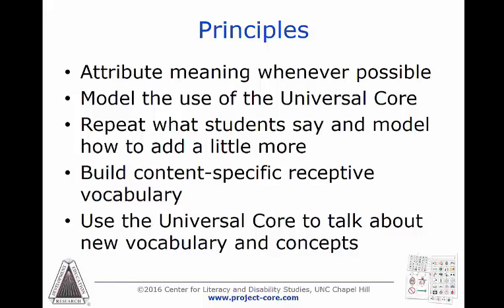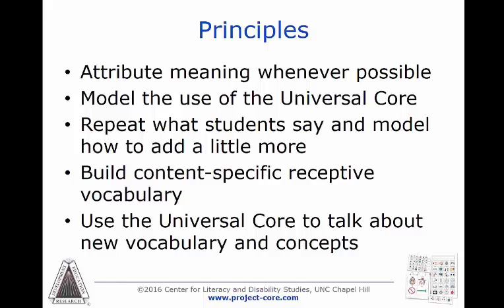Integrating the core also requires modeling. Adults must regularly point to and say core words during their interactions with students. They should also repeat and expand upon student efforts to communicate. When students communicate using non-symbolic means, such as facial expressions, gestures, or vocalizations, adults can attribute meaning and show students how they might use core to communicate the same idea using symbols.